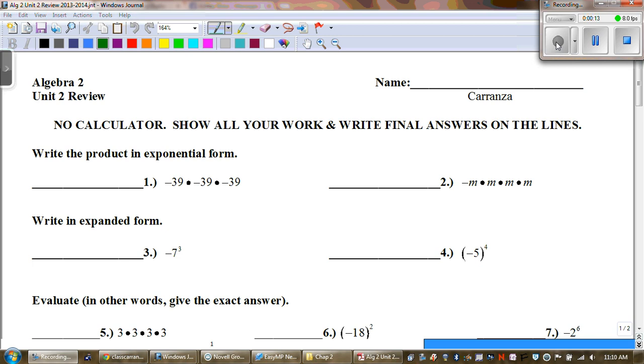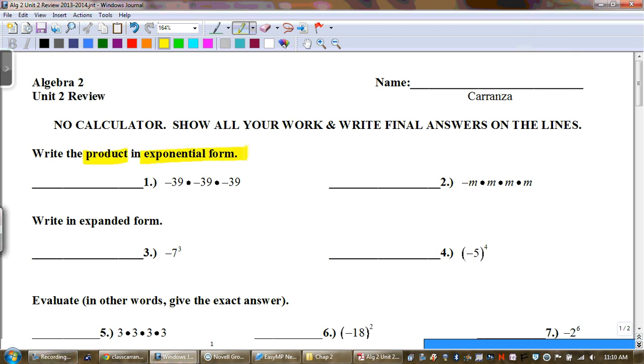So the first part says to write the product in exponential form. That means using exponents. So what we need to do is take a look to see how many we've got. We've got 3 of the exact same thing, so I'm going to make sure that I keep that inside the parentheses and I write it to the third power.